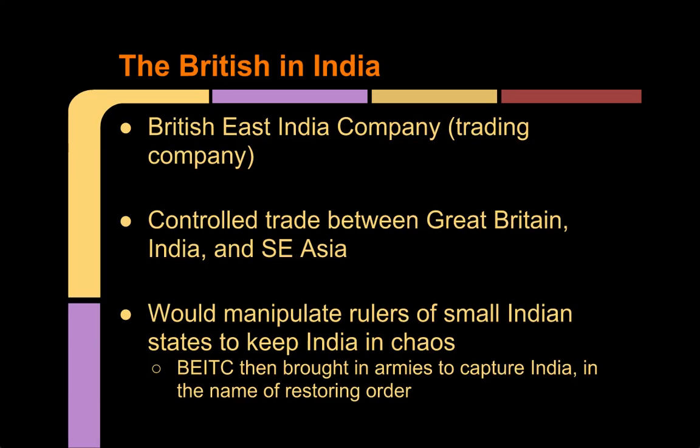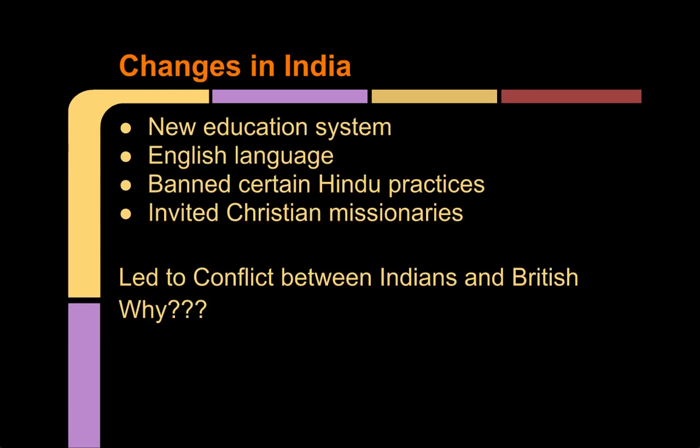During imperialism, and this is not to knock British people, but they're really big on taking other people over. So they'll lie, they'll steal, they'll do whatever they can. They want more power. Now, what they're going to do in India, though, is that they are going to have a new education system, the English language. They're going to ban certain Hindu practices, which, if you remember correctly from what we learned before, Hinduism is the big religion in India. And they're going to say, hey, Christian missionaries, go ahead and come on through to India. So this is going to lead to conflict between the Indians and the British.